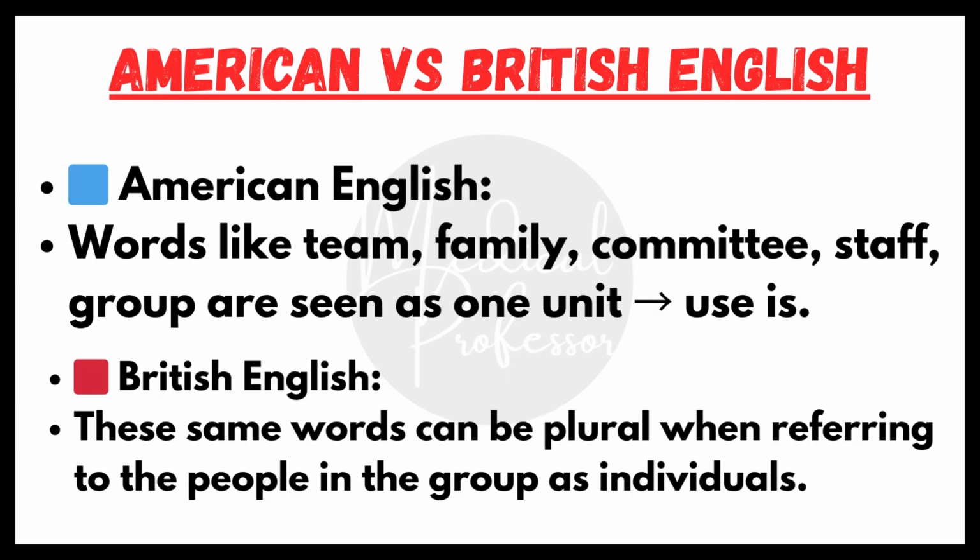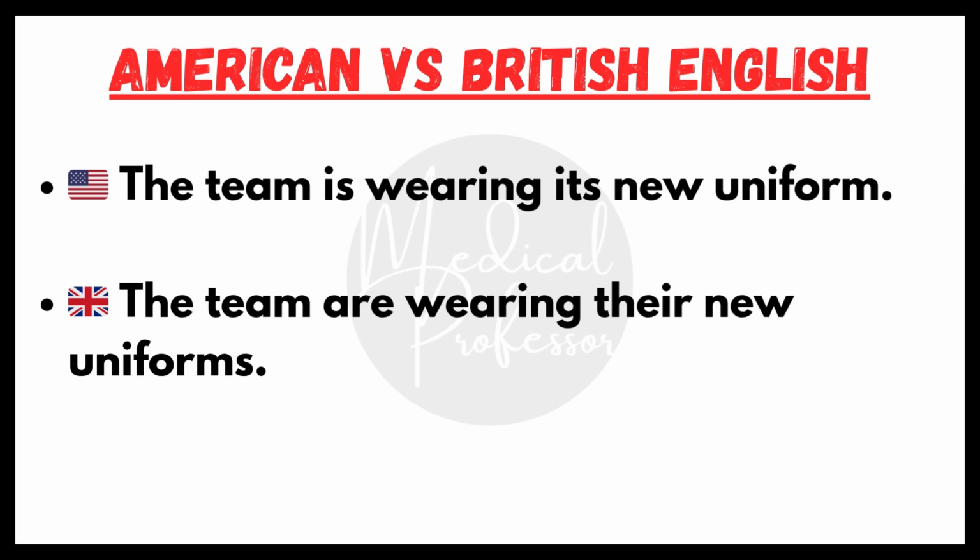Note on American versus British English. Words like team, family, committee, staff, group are seen as one unit. Use is. And in British English, these same words can be plural when referring to the people in the group as individuals. For example, in the US, the team is wearing its uniform, and in Britain, the team are wearing their uniforms.